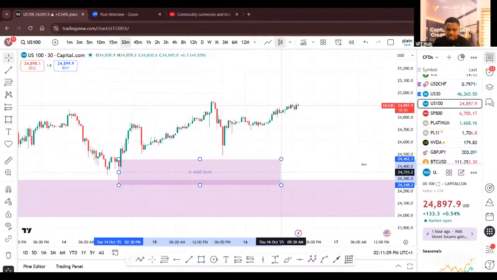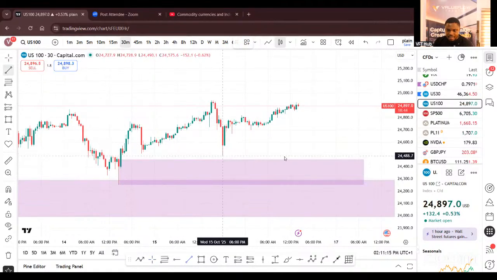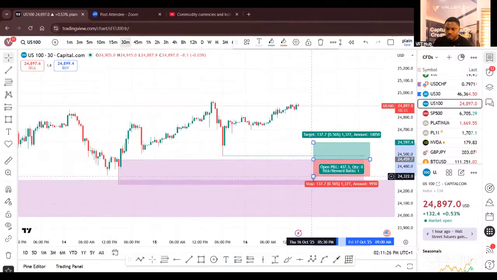On the 30-minute time frame, this order block has not been mitigated, and then we now have an inducement just below it, which price is going to come and take out, and then continue movement. So let me bring that and adjust it.